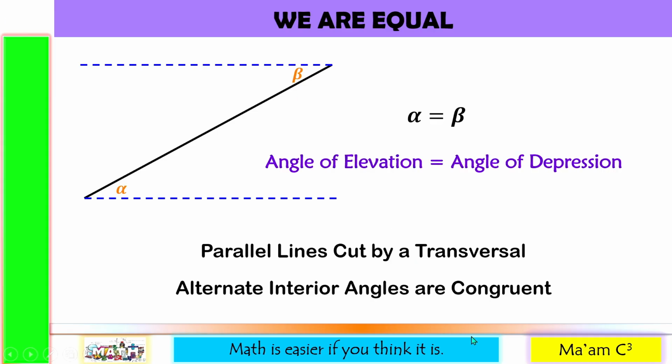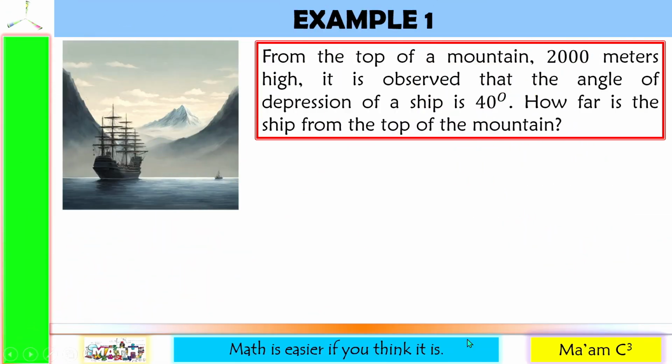Now, let us solve some problems involving these angles. Number 1, from the top of a mountain, 2,000 meters high, it is observed that the angle of depression of a ship is 40 degrees. How far is the ship from the top of the mountain? It is important that you read until you fully understand the problem. Now, we have here the mountain, and its height is 2,000 meters. Now, the angle of depression, so let us create a downward line of sight, and let us draw the imaginary horizontal line to show the angle of depression, which is 40 degrees.